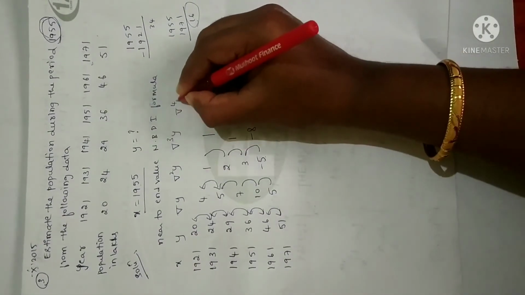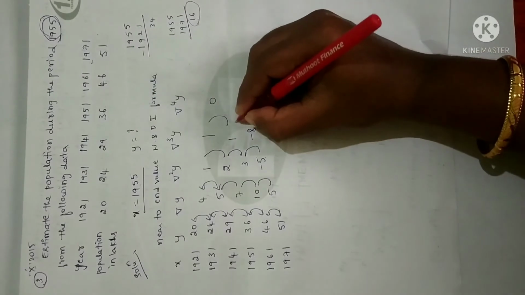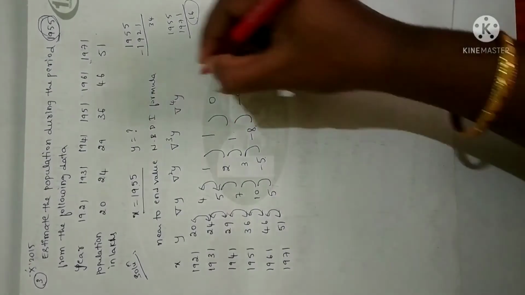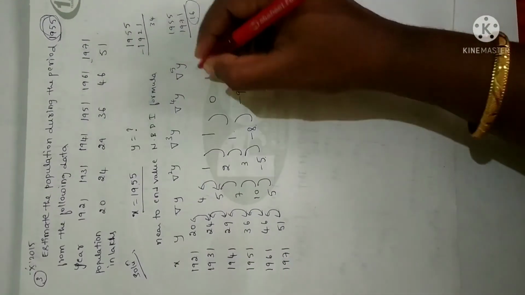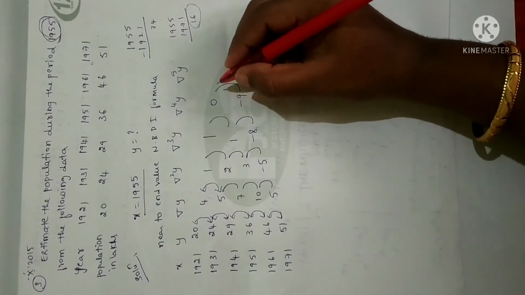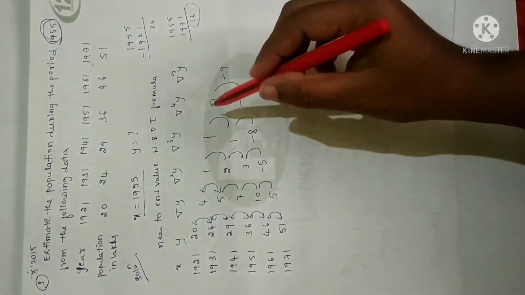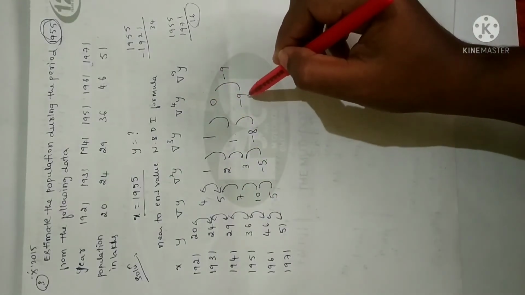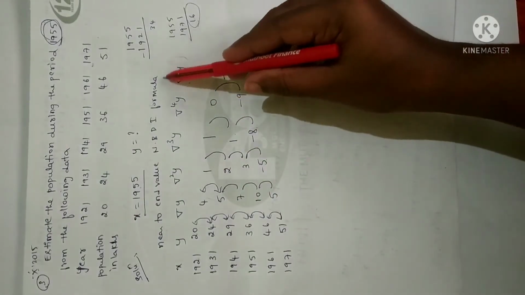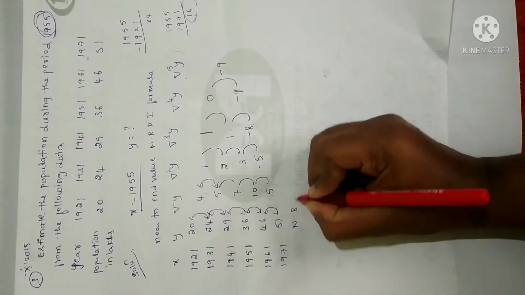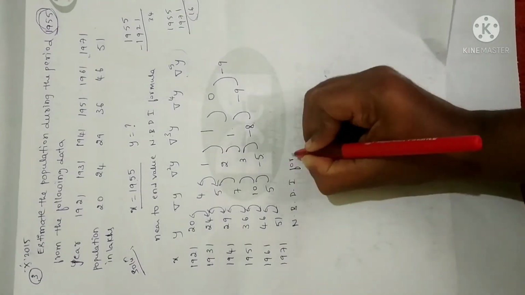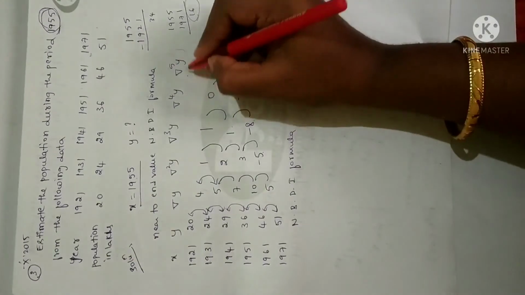Now, the fourth difference, delta power 4: 1 minus 1 is 0, minus 8 minus 1 is minus 9. Similarly, the fifth difference, delta power 5 y: minus 9 minus 0 is minus 9 only. Since only one term is 0 but we have a value here, we have to write the Newton backward difference interpolation formula up to delta power 5 y.